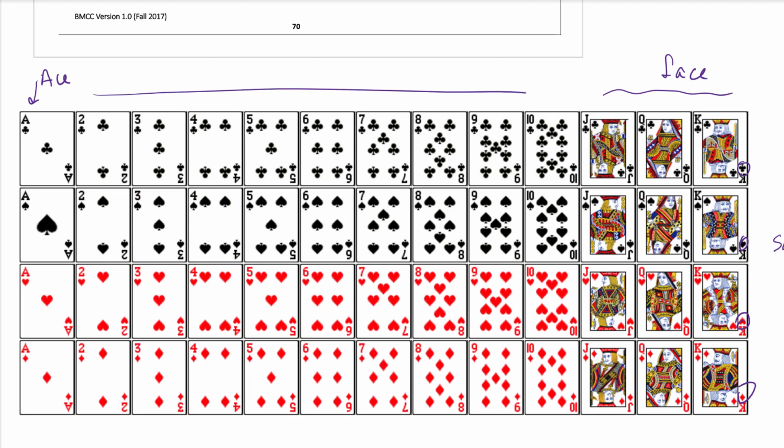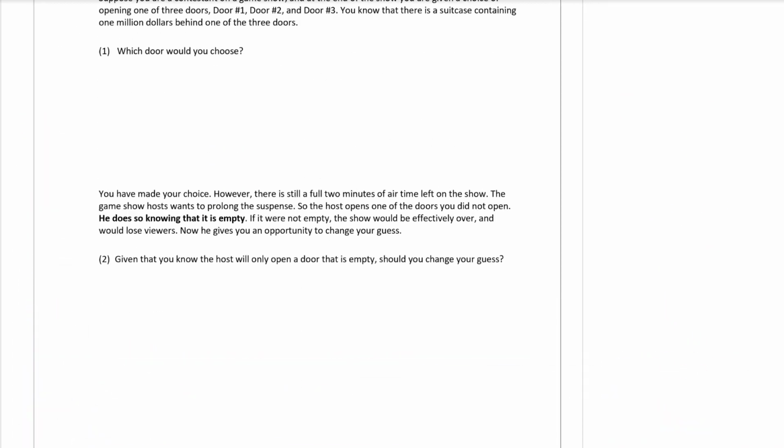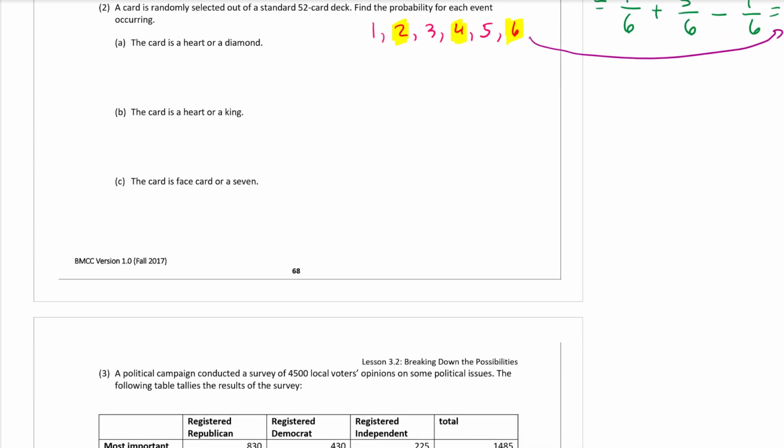So they go from 2 to 10. And there are 4 different suits, and within each suit, you have 13 cards. 13 times 4 suits gives us a standard deck of 52 cards. So that's the subdivision: 3 face cards within each suit, 1 ace, and the number cards are going to be 9, so from 2 to 10.